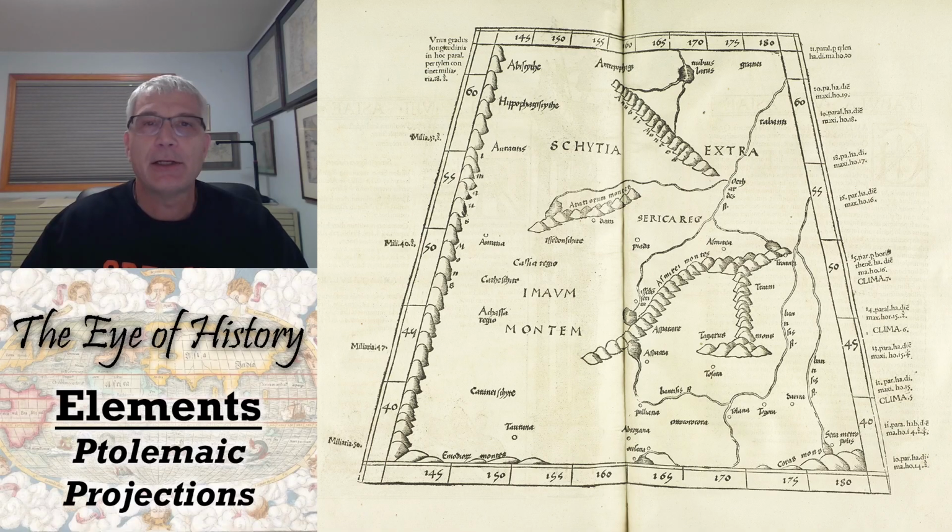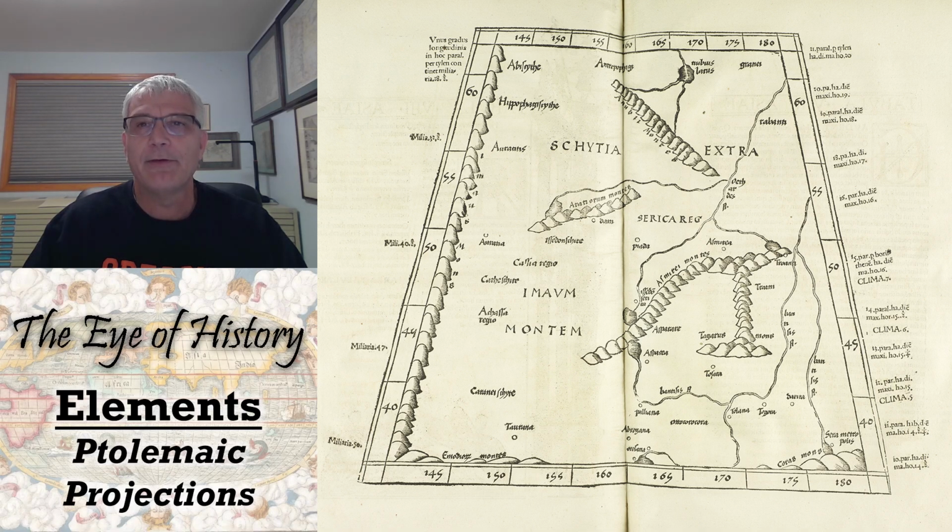Now that we understand Ptolemy's methods, let's look at Fries's maps. The first map is of Scythia Extra, modern Siberia, more or less. You can see Serica Regnum here, the Silk Kingdom, China. This map represented the very limits of Greek and Roman knowledge of the Far East, and as you can see, they didn't know much. But today we're not interested in what's on the map.